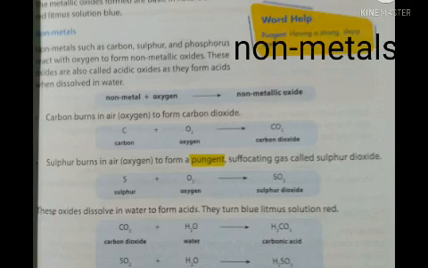Sulfur burns in air or oxygen to form a pungent, suffocating gas called sulfur dioxide. The equation is S for sulfur plus O2 for oxygen, arrow SO2, that is sulfur dioxide. This equation is also balanced. These oxides dissolve in water to form acids. So non-metallic oxides will always form acids in solutions. They turn blue litmus solution red.